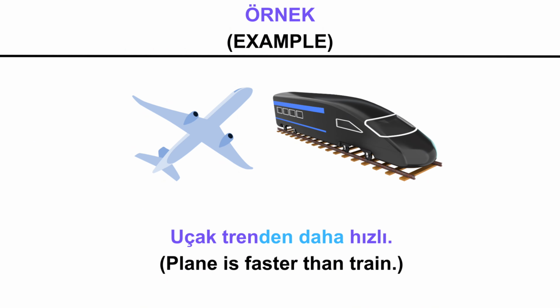Uçak trenden daha hızlı. Plane is faster than train. Again, as you can see, we added our den, daha to our noun tren, meaning train, and then we added our adjective hızlı, meaning fast, and it became faster than train.